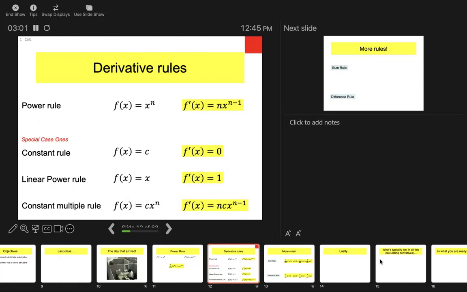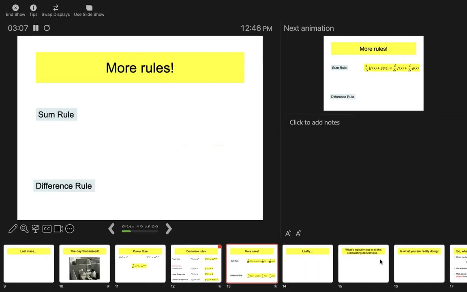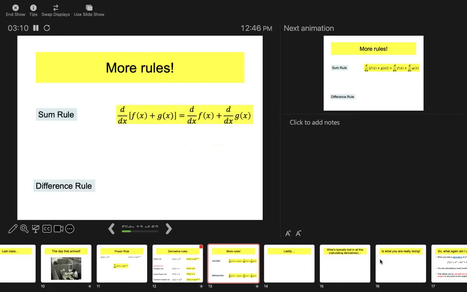Since there were no questions on the homework last night, I'm assuming that you have good knowledge of these, good command of them. All right, we also had the sum and difference rule. That just basically says if you have a polynomial, you can break it up into individual pieces, take the derivative of each piece by itself, and then apply addition or subtraction depending upon which one it is.